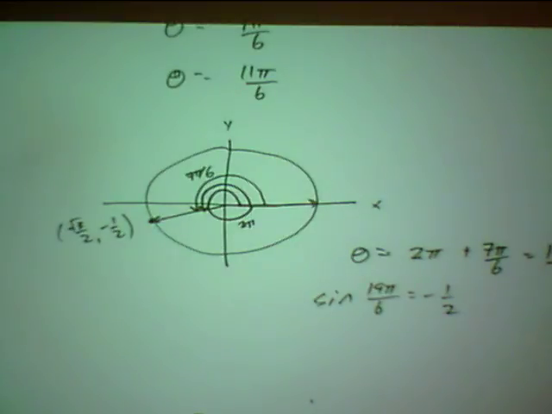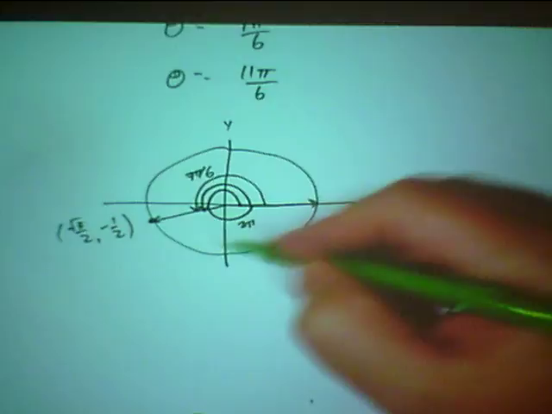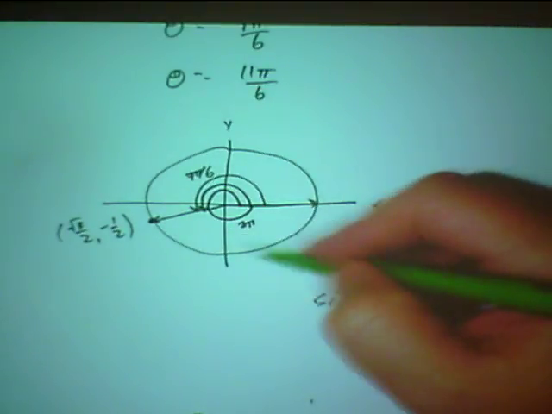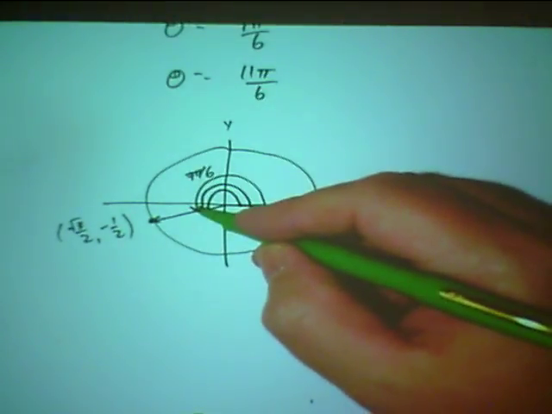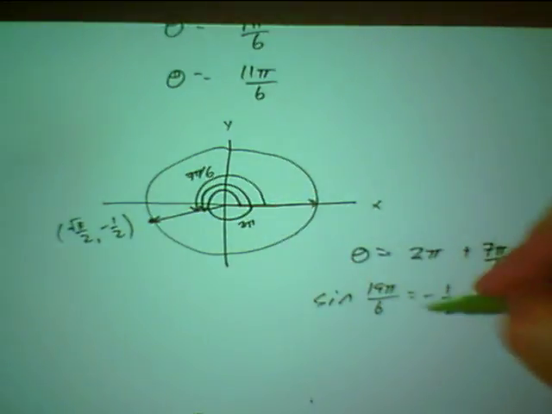Now if you think about it, in the theoretical sense, you could start going around the circle as many times as you want, and if you end up stopping here and you take the sine of that angle, it's going to be negative 1/2. There are, in a sense, an infinite number of angles where the sine is going to be negative 1/2. So how do we write that?